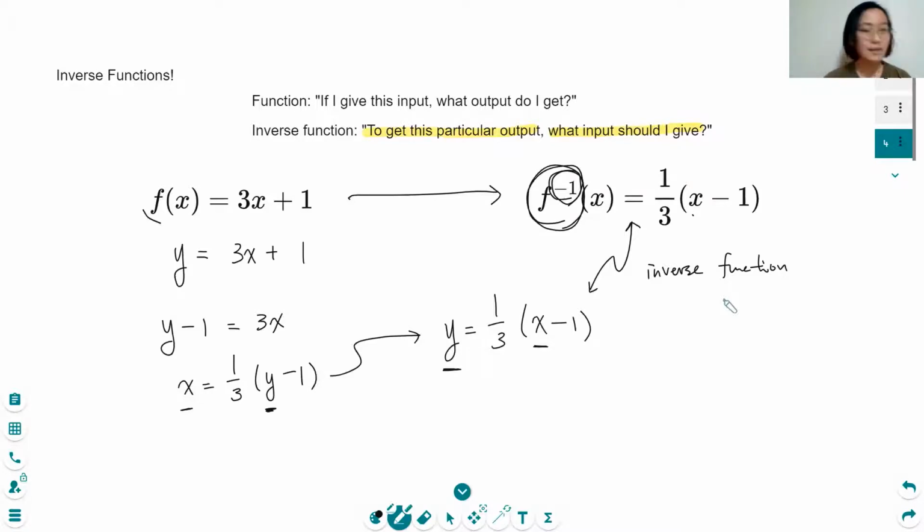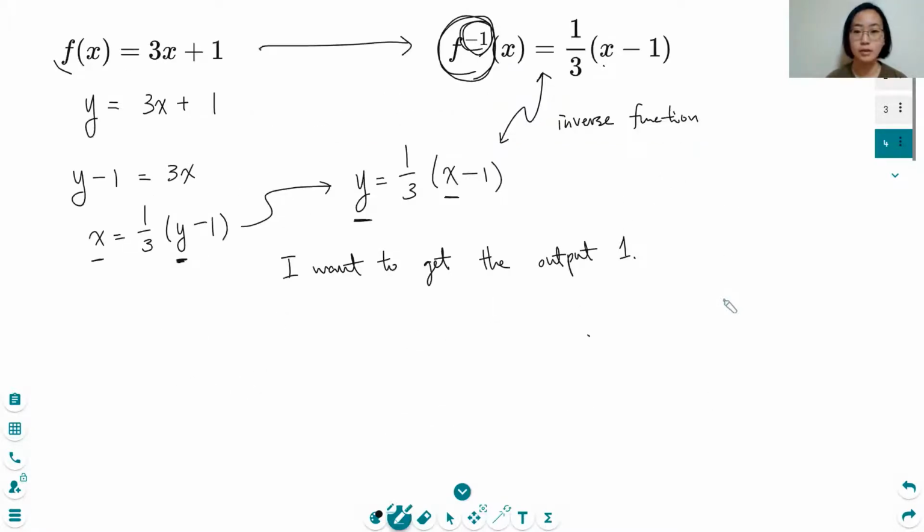Okay, let's think about this for a moment. For f(x), let's say I want to get the output of 1. We have this machine f, and I want to get the output 1. What should I put in as an input?